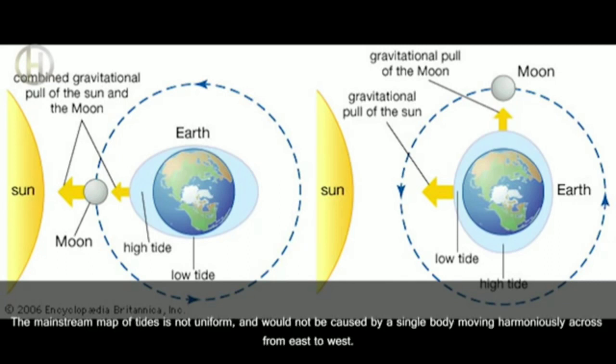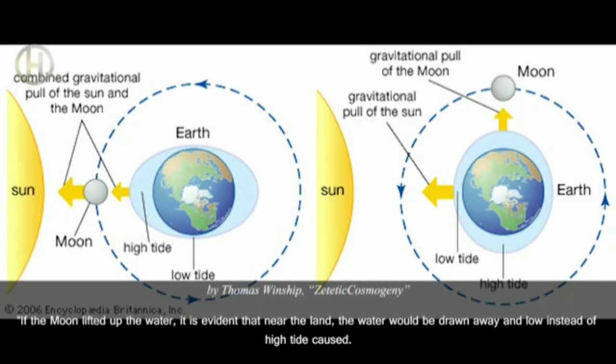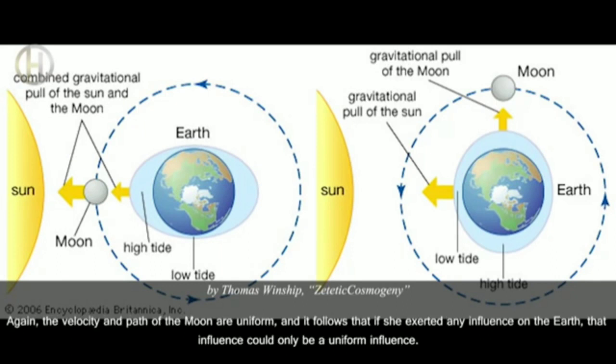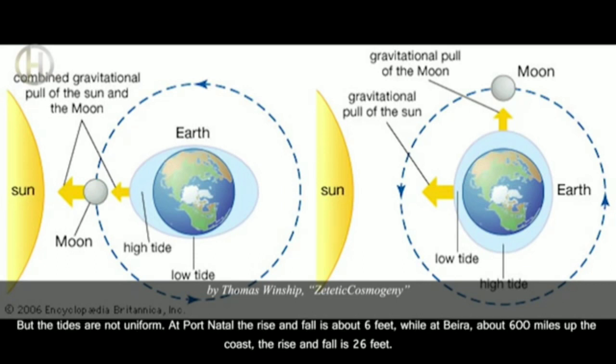The mainstream map of tides is not uniform, and would not be caused by a single body moving harmoniously across from east to west. If the moon lifted up the water, it is evident that near the land, the water would be drawn away and low instead of high tide caused. Again, the velocity and path of the moon are uniform, and it follows that if she exerted any influence on the Earth, that influence could only be a uniform influence. But the tides are not uniform.